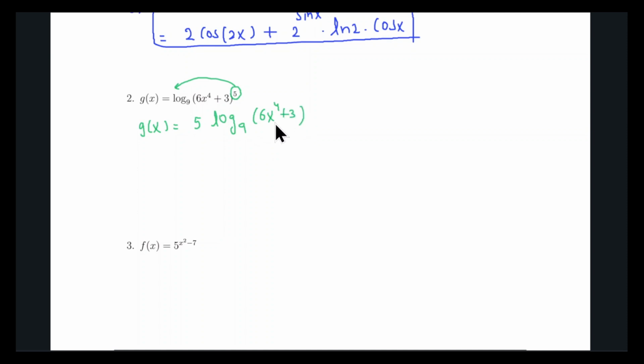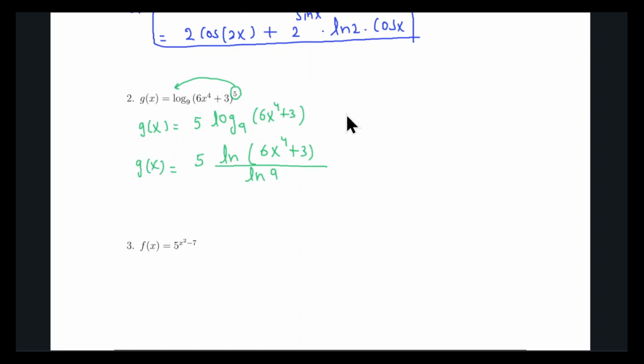And now I'm gonna use the change of base formula because the formula for derivative is available only for log as in a default base of 10 or natural log, right? Not for anything else. So I'm going to rewrite this as natural log of 6x to the 4 plus 3 over natural log of 9, right? I'm just rewriting the question. I'm not differentiating anything right now.